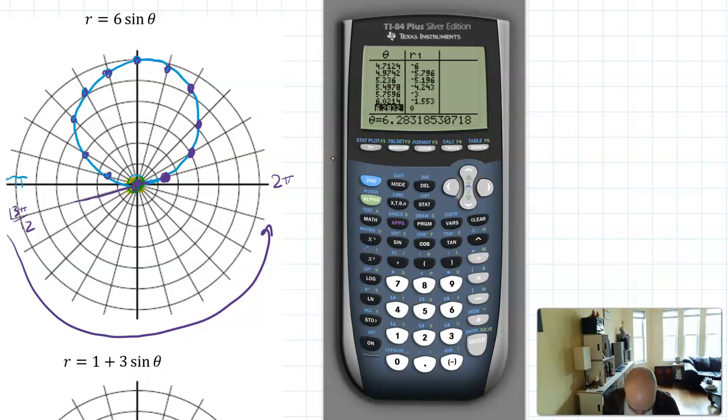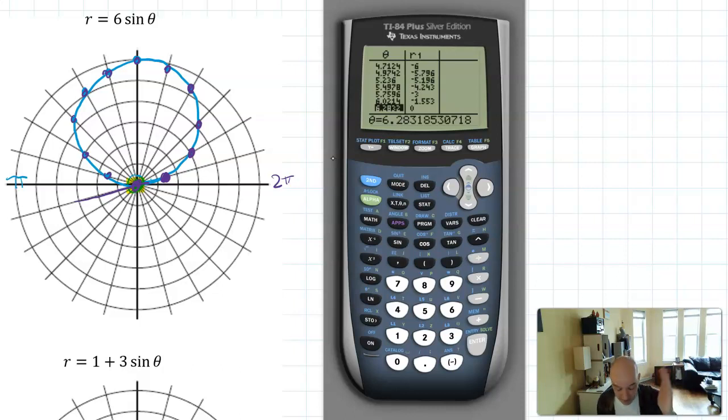So this is a polar circle centered on the y-axis because it's sine. It has a diameter of 6. And just like with the cosine circle, from 0 to 2 pi it actually traces over itself twice, once with positive radii and then once with negative radii.